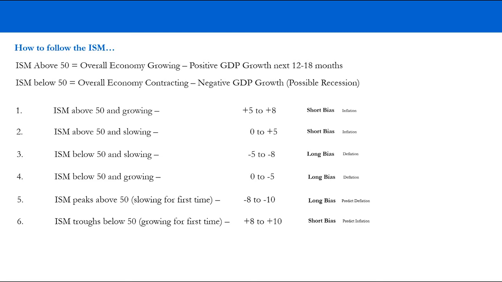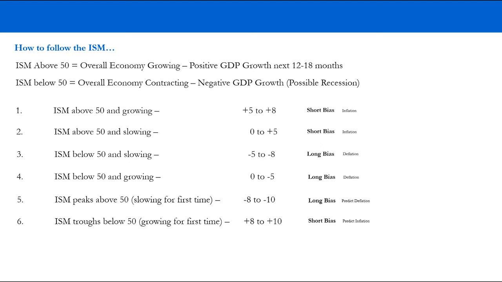And the ISM is predicting that in 12 to 18 months' time, the economy may have bottomed in terms of its contraction. So now we're growing for the first time. We're predicting that in the future, the slowdown is either going to be less or we may even grow in the future. And for this, we actually have a short bias because now we're starting to see inflation coming into the economy and we start to score positively. And for this, we score a +8 to a +10. In the opposite situation, when we have a peak and we're predicting inflation with a long bias, our score is a -8 to a -10.